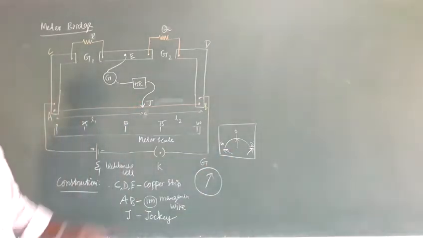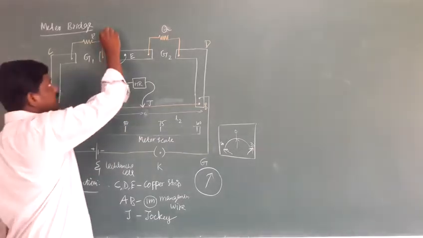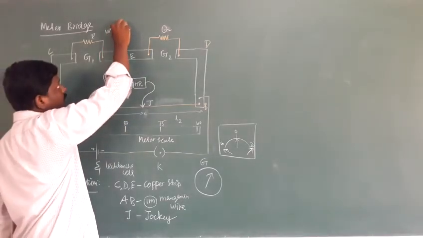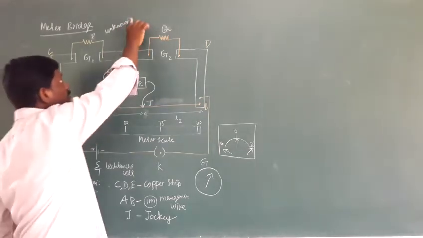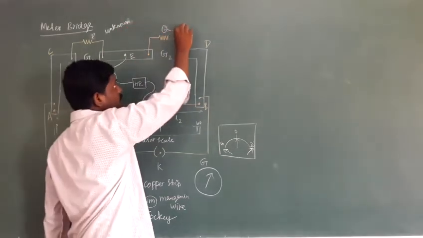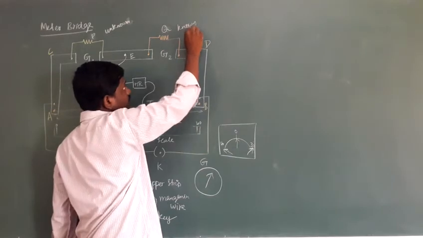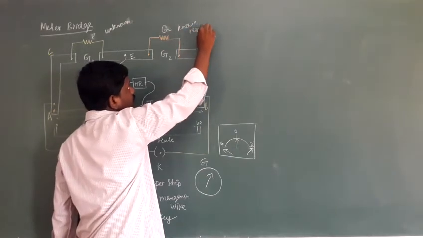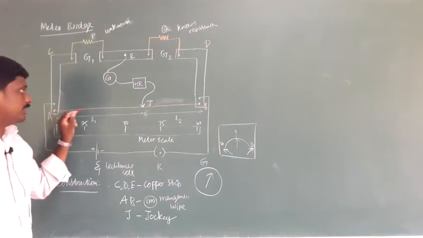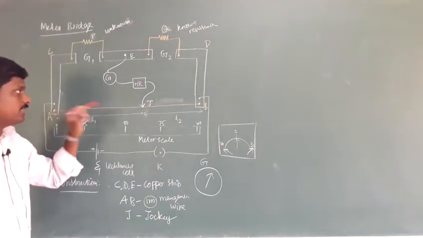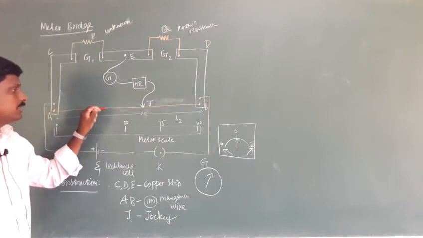So if we start the experiment, P is an unknown resistance. We are going to find the resistance of the wire using the meter bridge. Q is a known resistance. Just we touch the wire AB, that manganin wire, using the jockey, and there is a deflection.